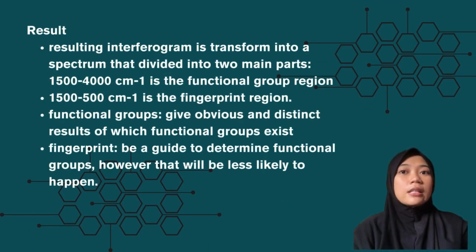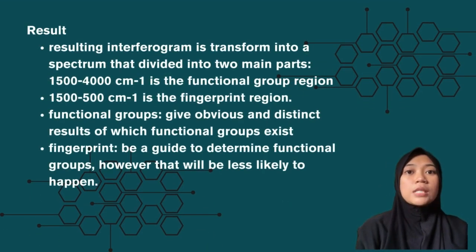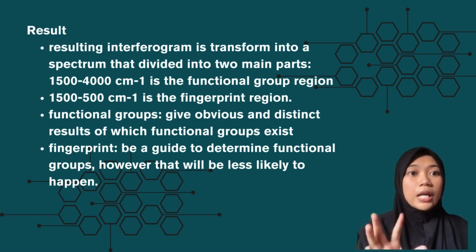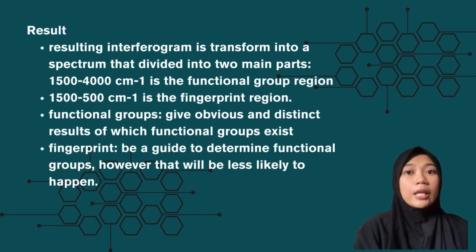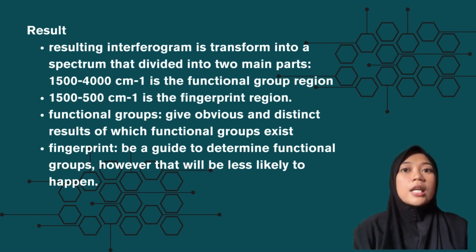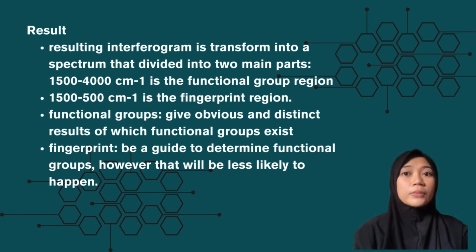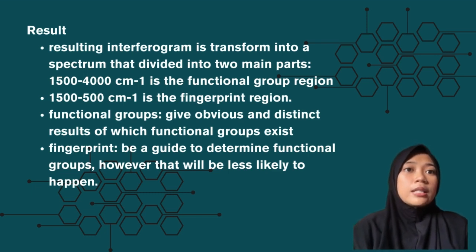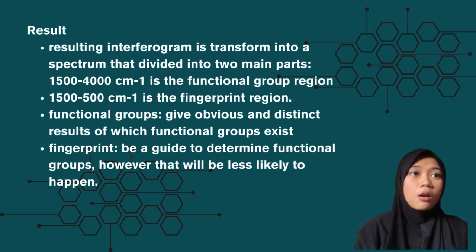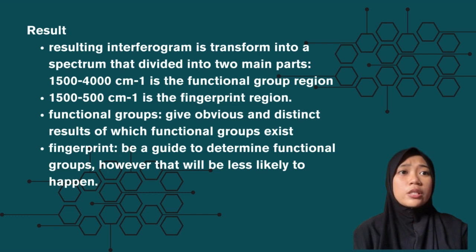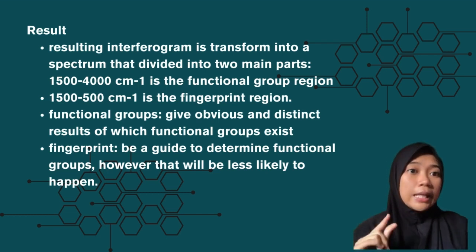Last but not least, the resulting interferogram is transformed into a spectrum that is divided into two main parts, which are the functional groups region and the fingerprint region. The functional group region starts from 1500 to 400 cm^-1, while the fingerprint region starts from 1500 to 500 cm^-1. The functional group region gives obvious and distinct results of which functional group exists, while the fingerprint region may be a guide to determine functional groups, but that is less likely to happen.